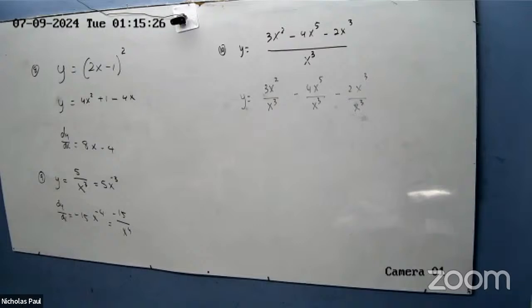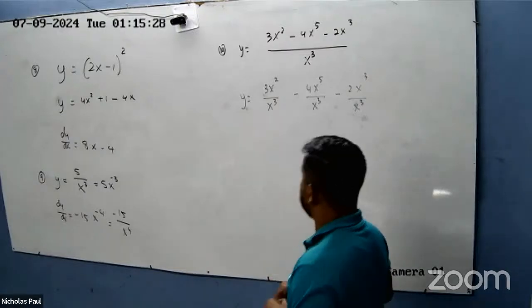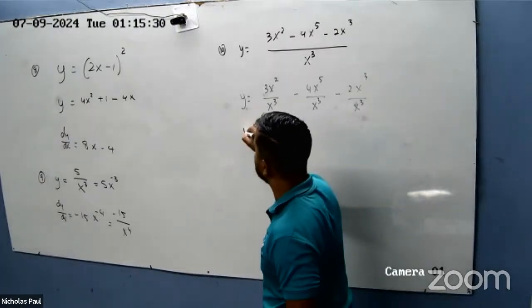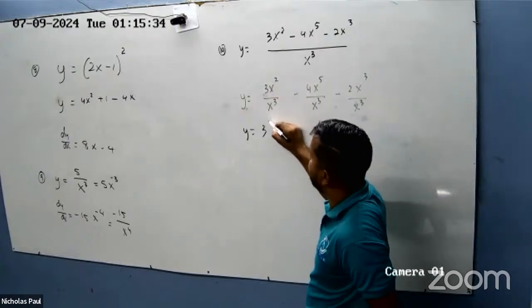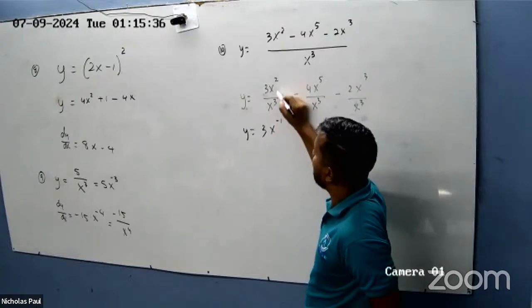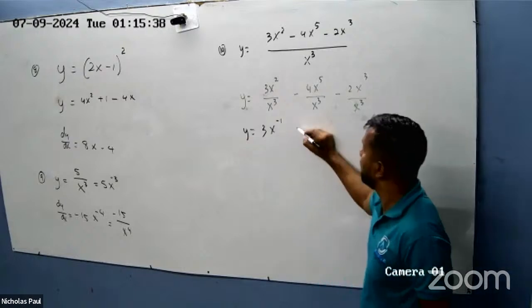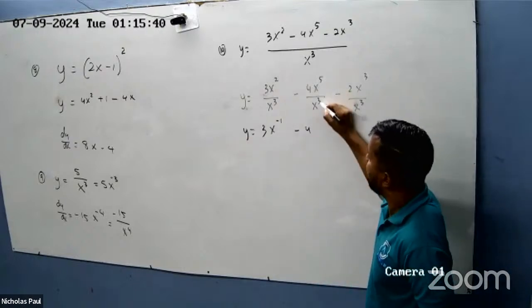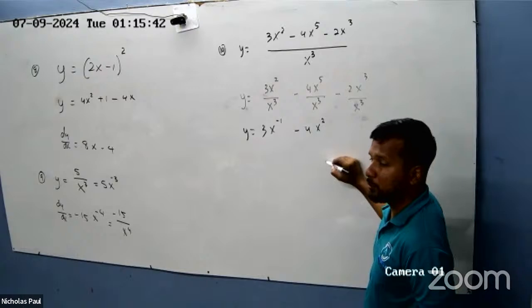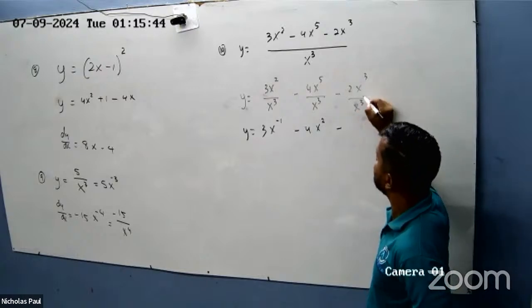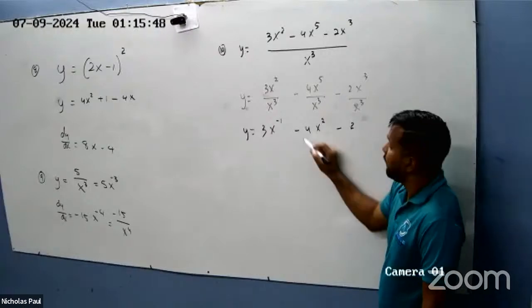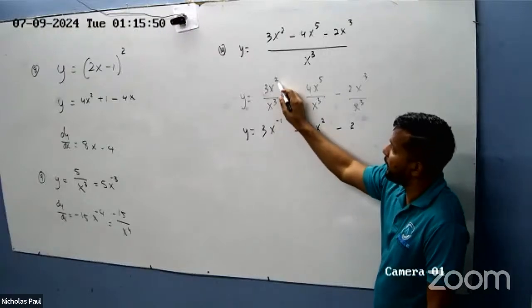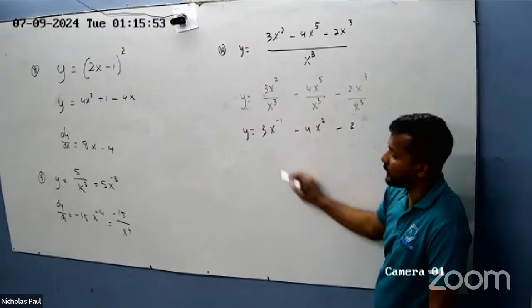Right, let's simplify. It simplifies to the same base, so you're going to subtract the powers. 2 minus 3 is minus 1. Here, 5 minus 3 is 2. Here, the cube will cancel, so you'll get 2. That's okay? Same base and you divide, so you subtract.